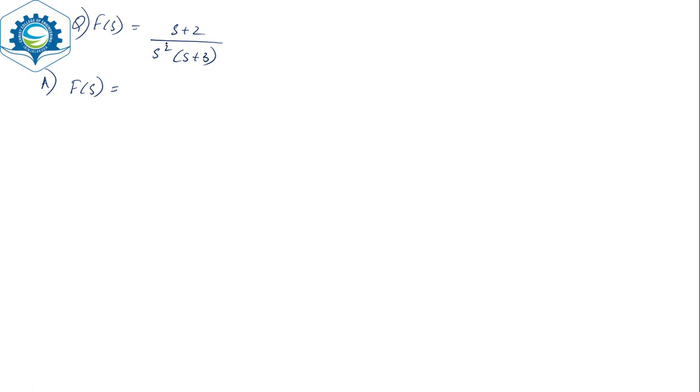Now, in the cases where there are square terms, by square I mean either it is s square or s plus 3 the whole square. In conditions like that, this is how you have to take the partial fraction expansion. It is given by a by s plus b by s square plus c divided by s plus 3.